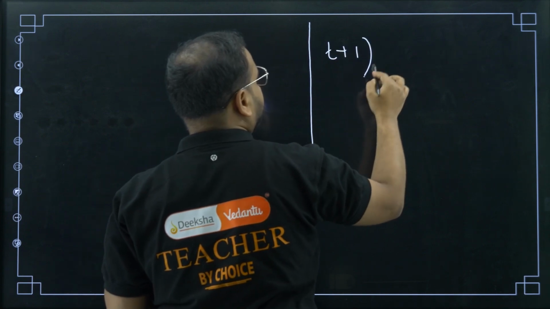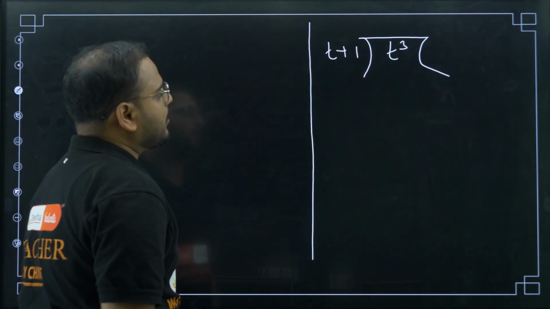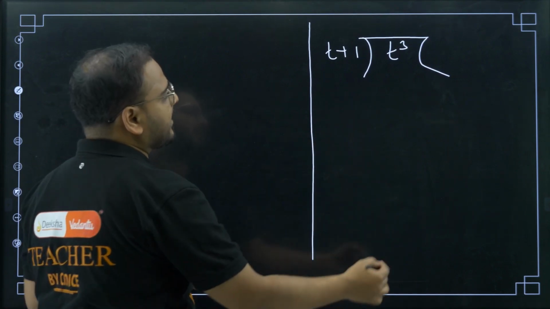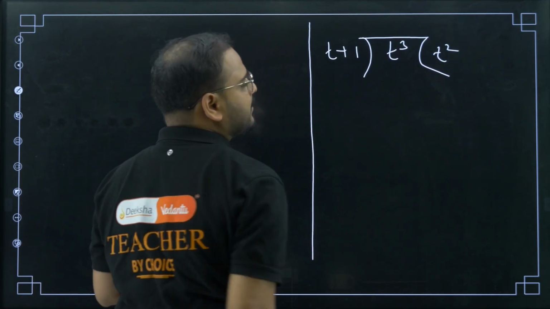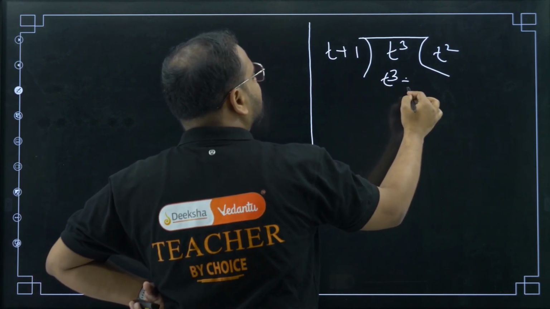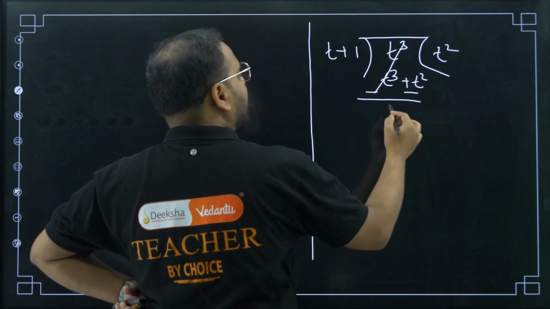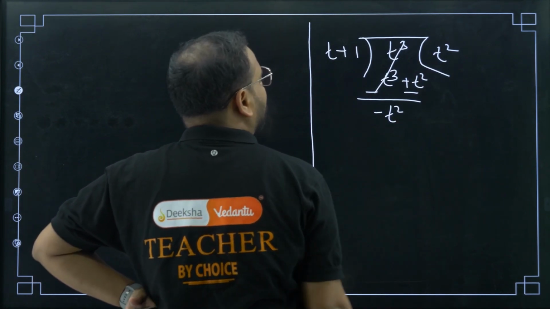T plus 1 into t cube, and this is my divisor. I have to take out the first thing. Multiply with t square. What do I get here? Please check. I get t cube plus t square. Take a minus sign, the sign change will be there. This will go out. I'll get minus t square.